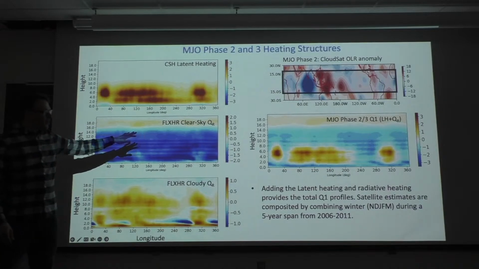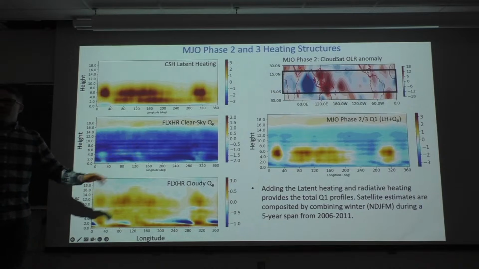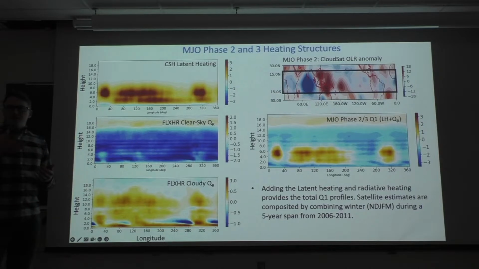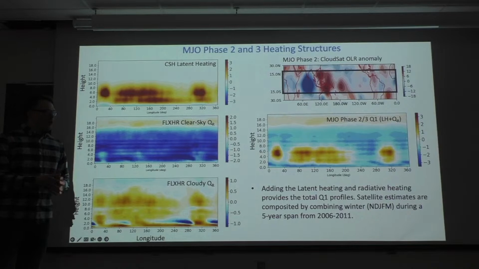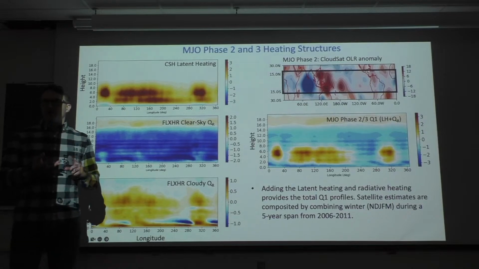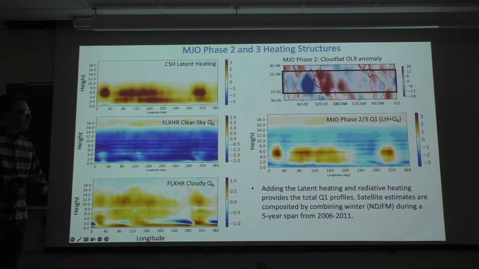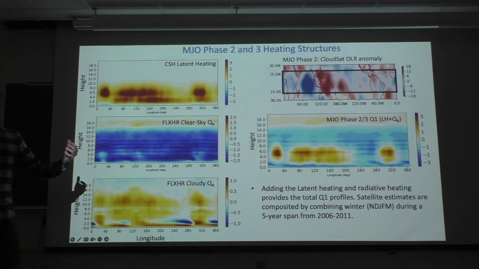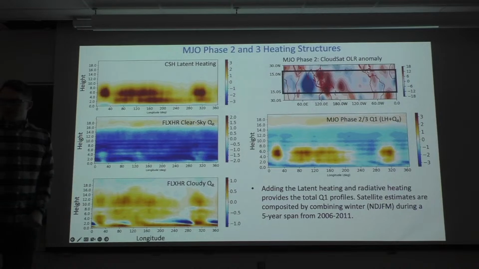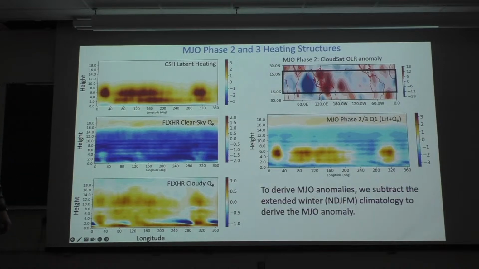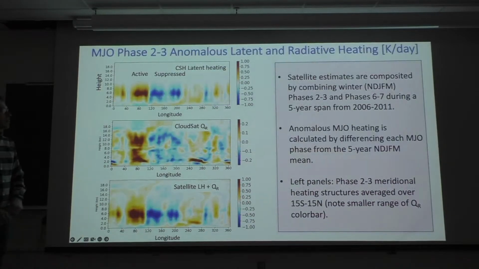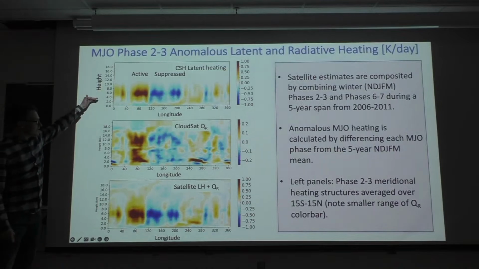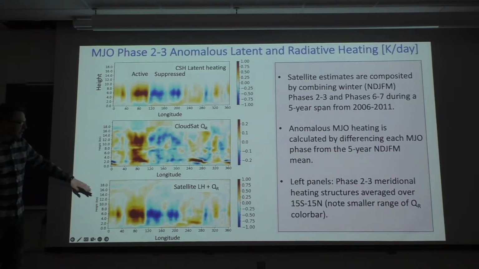To derive these profiles, we used 5 years of CloudSat data that were composited for each individual MJO phase over extended winter, so November, December, January, February, and March. That's how we did that. But then we can also subtract the extended winter climatology for that same period to derive the MJO anomaly, which is what we have here. So here is the anomaly of latent heating, cloud radiative heating, and then the total Q1 on the bottom.